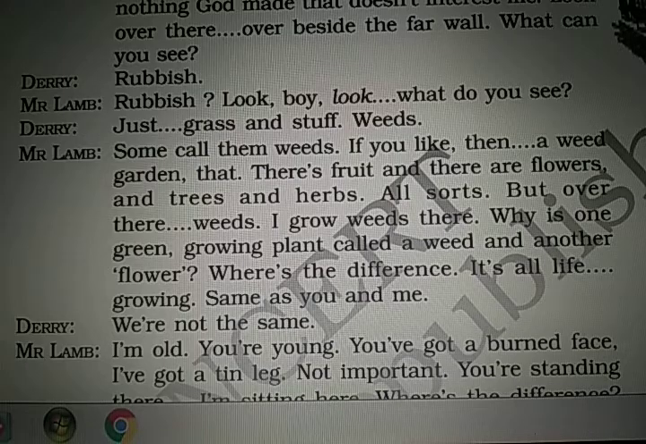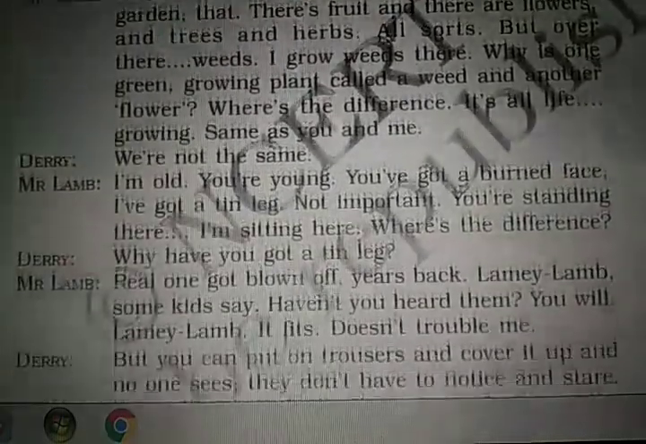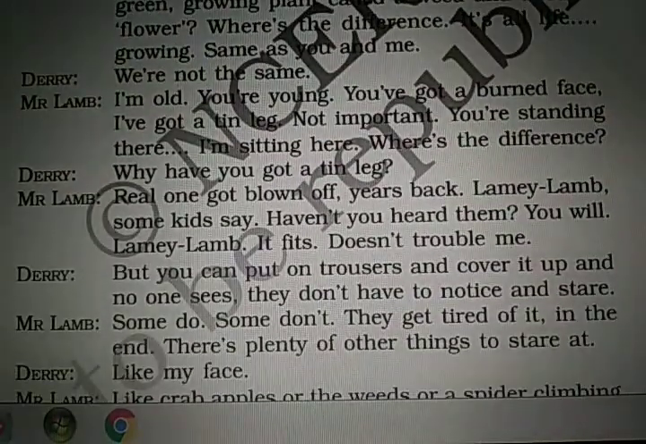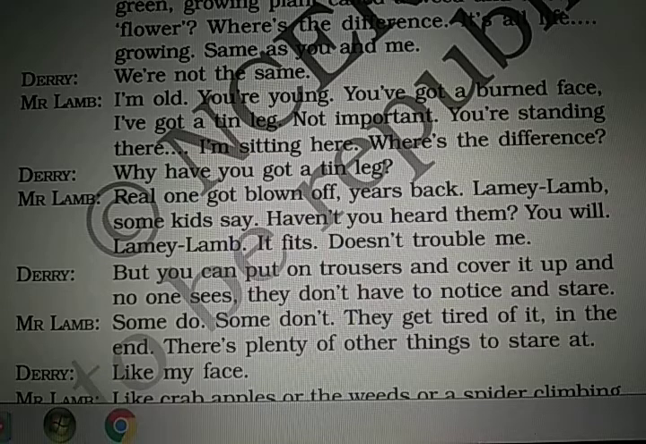Daddy: We are not the same. Now Daddy says we both are not the same. Mr. Lamb: I am old, you are young. Yeah, that is the difference. You have got a burnt face, I have got a tin leg. He says, you are handicapped. Means he didn't say it so, but he just wants to say that your handicap is a burnt face and mine is a tin leg.